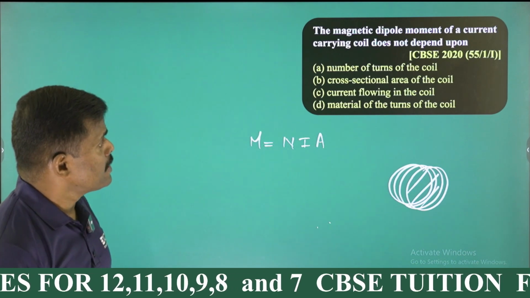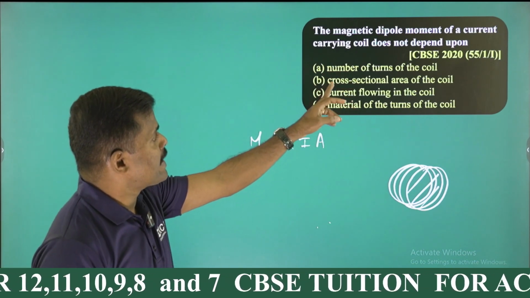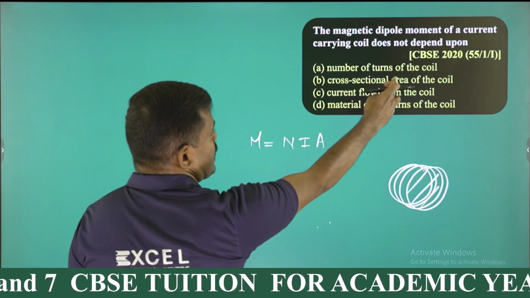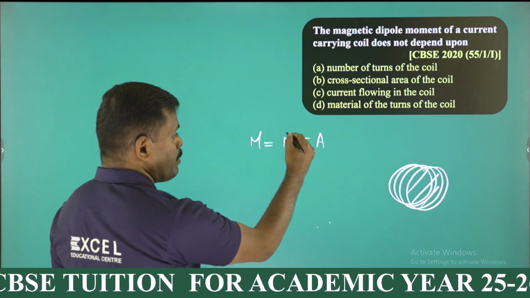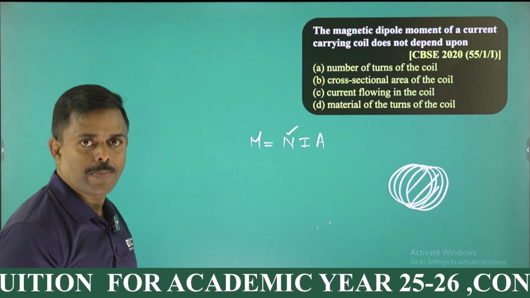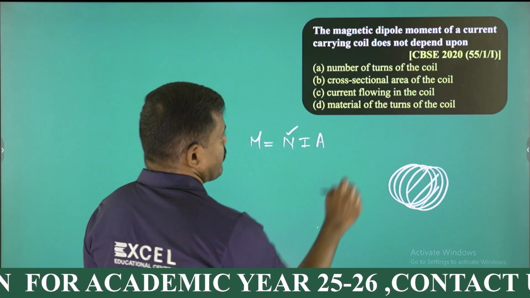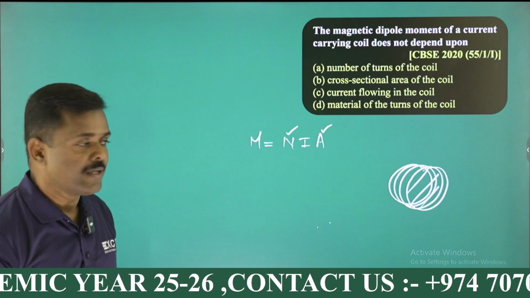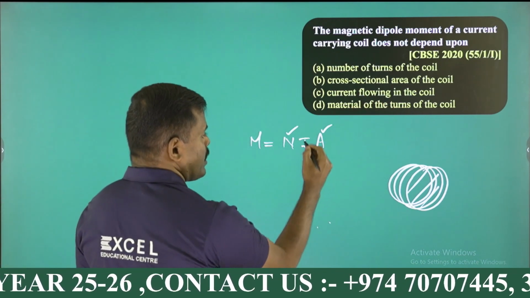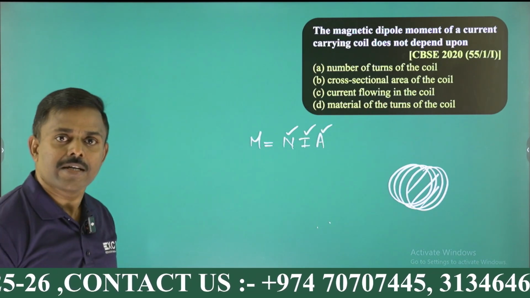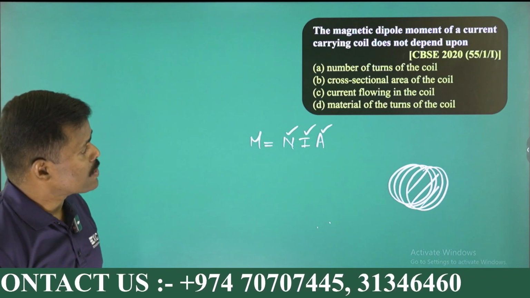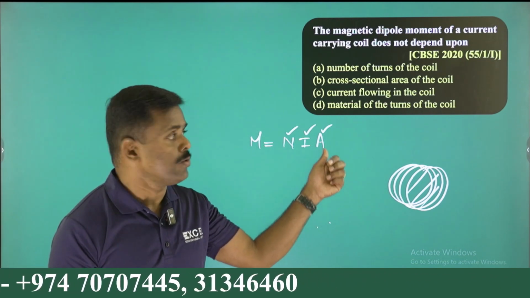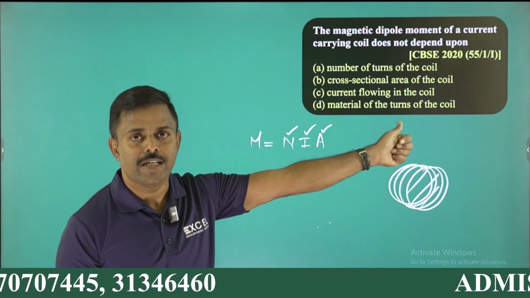So if you look at it, the magnetic dipole moment of a current carrying coil does not depend upon number of turns of the coil. No, it depends on the number of turns, right? Cross-sectional area of the coil. It depends on the cross-sectional area as well. And the third one, current flowing in the coil. Yes, it has dependence on current as well. And look at the last option, material of the turns of the coil. You don't see any term that's related to material of the turns of the coil, right?